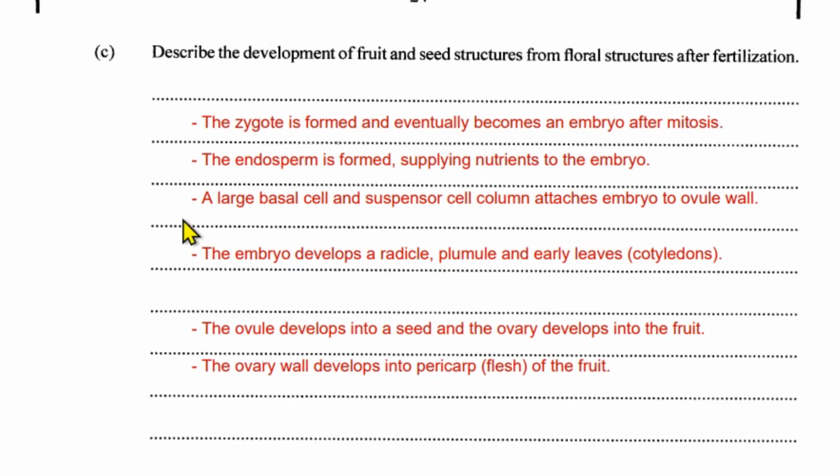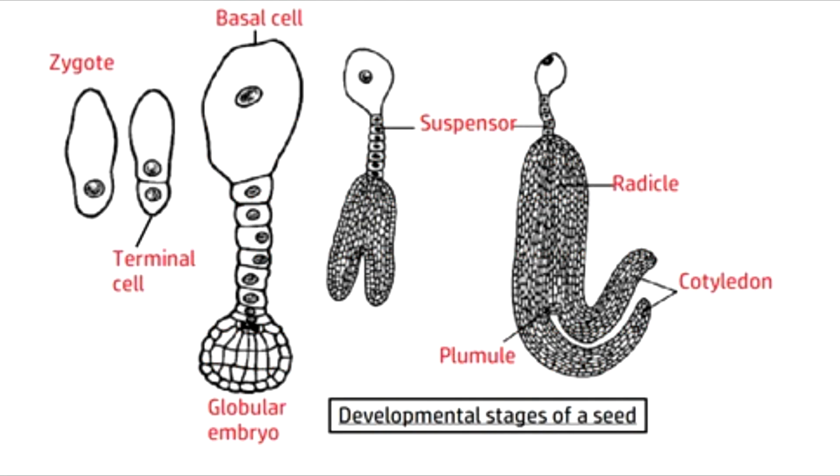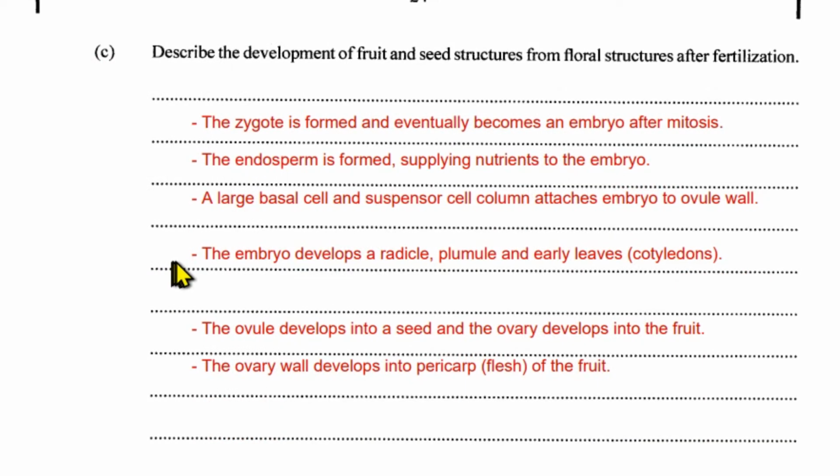Now, when the embryo develops, we're going to have a large basal cell and a suspensor cell column that attaches the embryo to the ovule wall. It sort of looks like an umbilical cord. The embryo, as it grows, is going to develop an early root called a radicle, an early shoot called a plumule, and very early leaves, which will help it photosynthesize in the first days of its life, called cotyledons. The ovule is going to develop into a seed, and the ovary develops into a fruit.